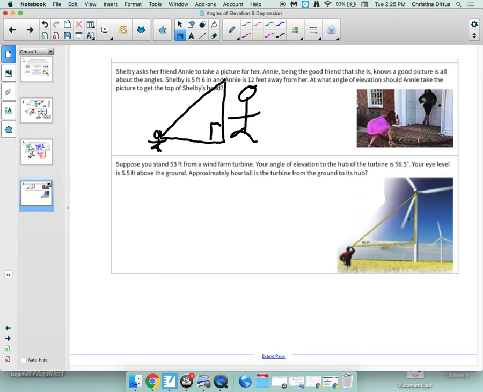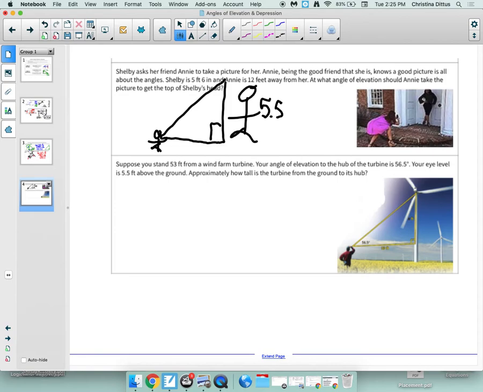Let's think about this. Ready, class? How many inches are in a foot? 12. So if I have 6 out of 12, I have a half. So 5 feet 0.5. 6 inches is the same as 5.5. So that's how tall Shelby is.